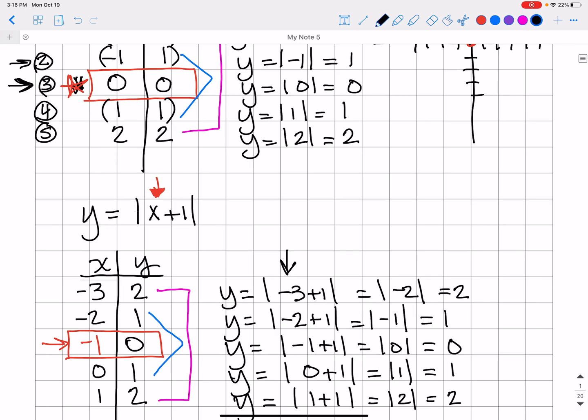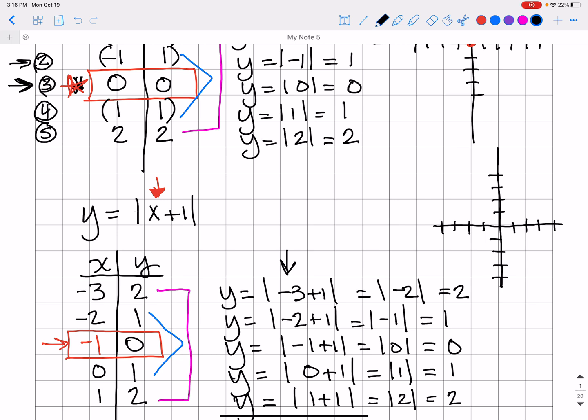So let's see, draw myself a graph here. And whoops. There we go. Sorry about that. All right, so now we're going to graph each one of these points.